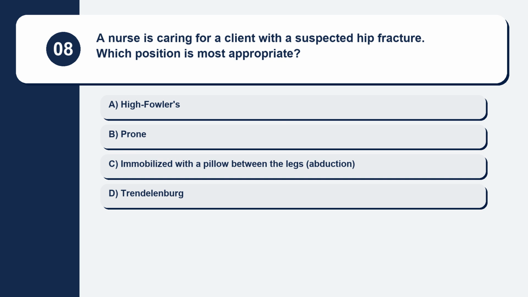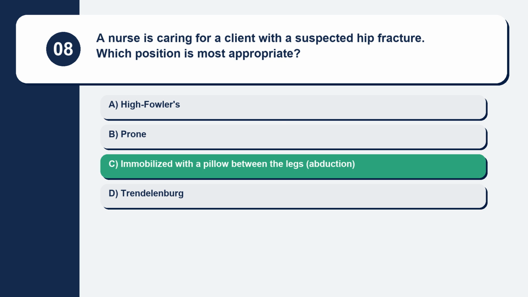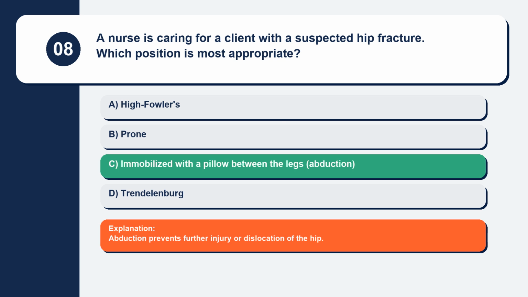Question 8. A nurse is caring for a client with a suspected hip fracture. Which position is most appropriate? High Fowler's. Prone. Immobilized with a pillow between the legs, abduction. Trendelenburg. Abduction prevents further injury or dislocation of the hip.